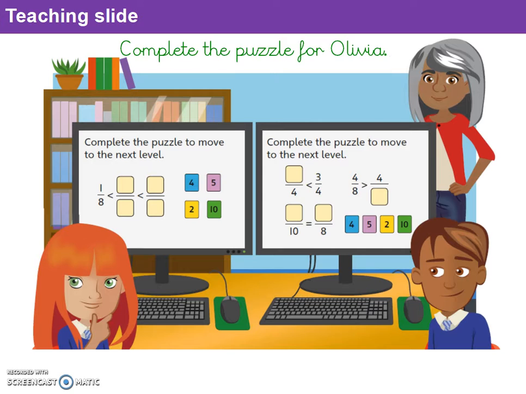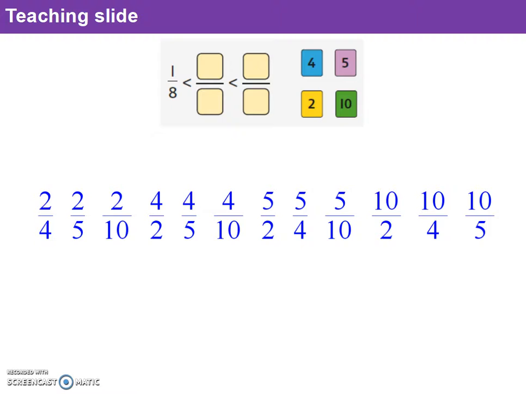And we can see on Olivia's problem, she's saying 1/8 is smaller than a fraction, which is smaller than another fraction. And we can see that she's using the cards 4, 5, 2, and 10. Once again, I've created every possible fraction that Olivia could have. So we've got 2/4, 2/5, 2/10, 4/2, 4/5, 4/10. And you can see the systematic way that I've used the same numerator with every possible denominator to make sure that I've done every single possible fraction.